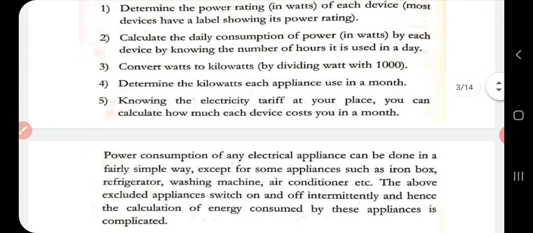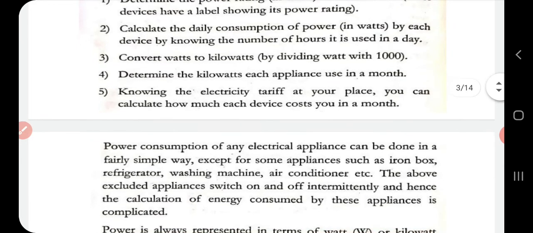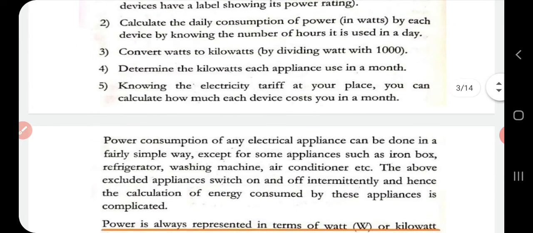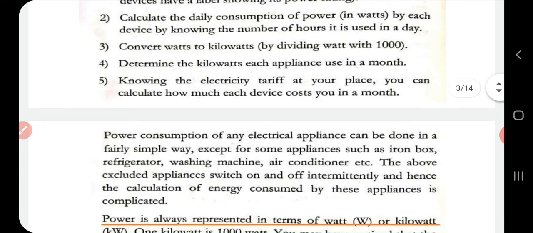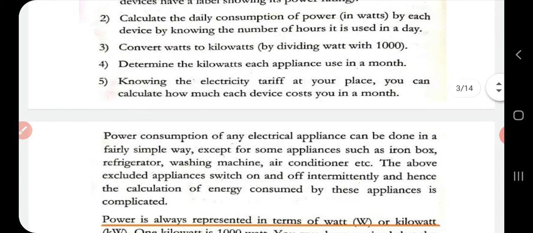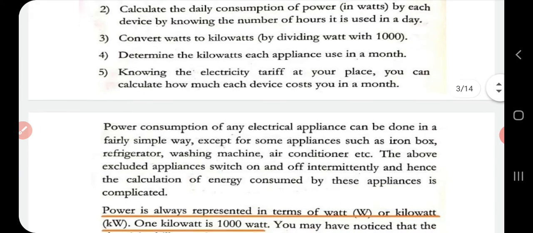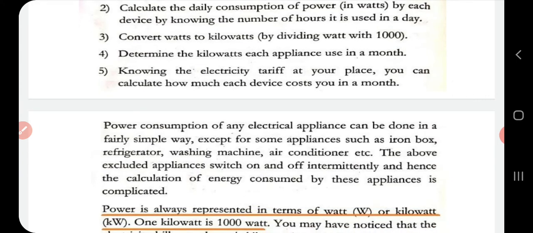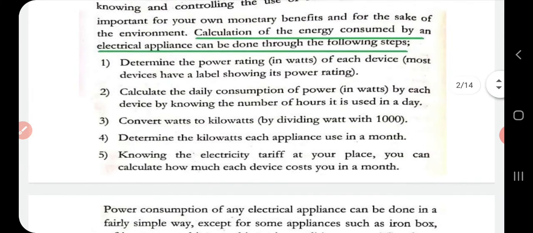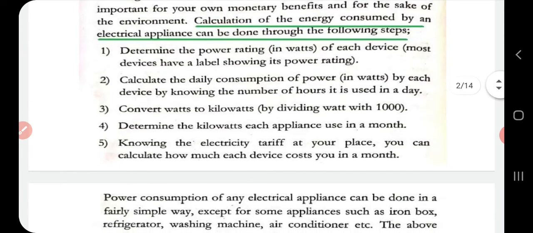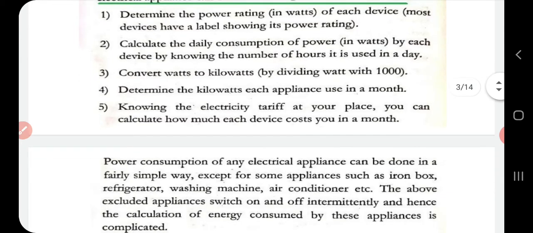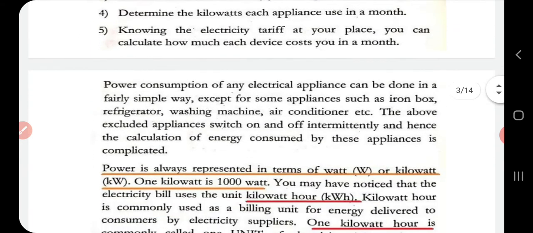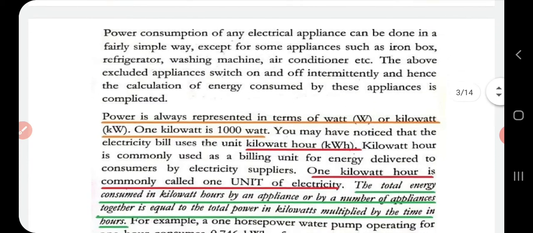Next is to calculate the daily consumption of power by each device by knowing the number of hours it is used in a day. Then convert watts to kilowatts, that is, by dividing watts by 1,000 you will get that. Then determine the kilowatts each appliance uses in a month. Then, knowing the electricity tariff at your place, you can calculate how much each device costs you in a month. So this gives us an idea about the energy consumption of each and every device in your home. Hope you understood. There is nothing to study hard here. You can just go through it.